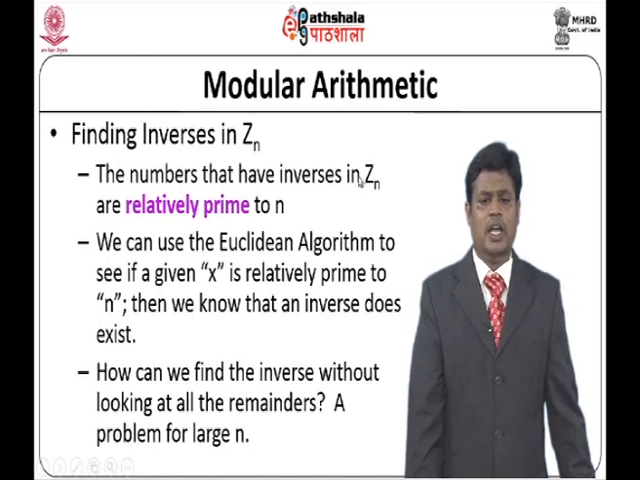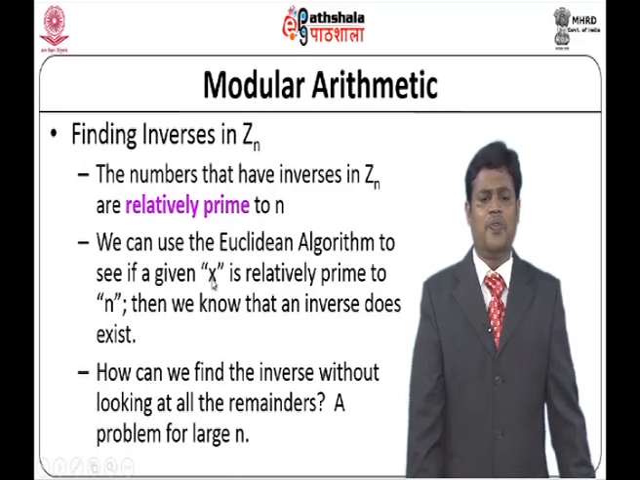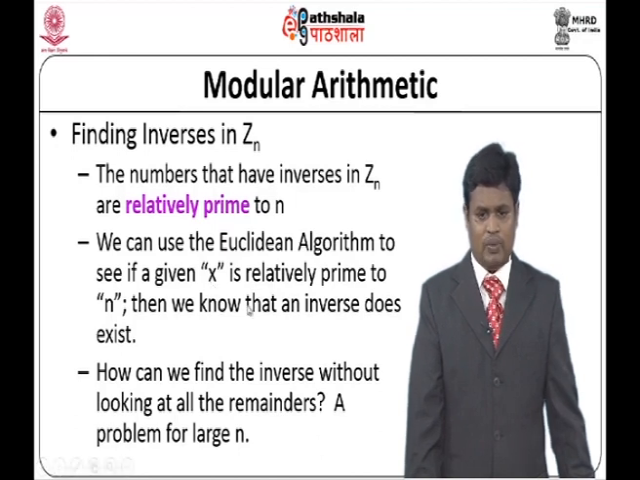The numbers that have an inverse in Z_n are relatively prime to n. So we can use the extended algorithm: if x is relatively prime to n, then we know that an inverse does exist. So before proceeding with finding the inverse, we have to know whether the given x is relatively prime to n. What relatively prime to n means is that when I apply GCD of x comma n, it must give 1. That is, GCD of x comma n is 1. Then only can I find the inverse. So when the GCD is 1, then an inverse exists.